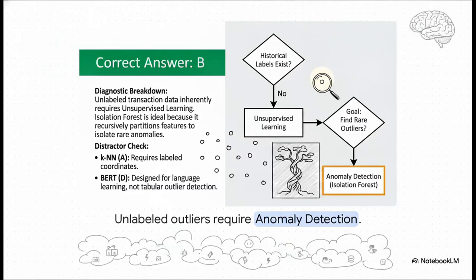If you guessed B, you are spot on. Let's trace the logic on this flowchart together. First off, do historical labels exist? No. That immediately rules out supervised learning like QnA, routing us strictly to unsupervised learning. Next, what's our goal? To find rare outliers. Therefore, an anomaly detection model, specifically an isolation forest, is the perfect architectural choice because it isolates those rare anomalies without needing any pre-labeled examples.